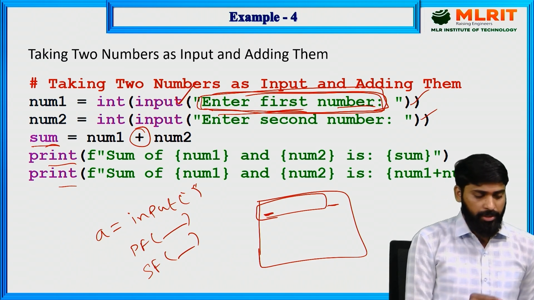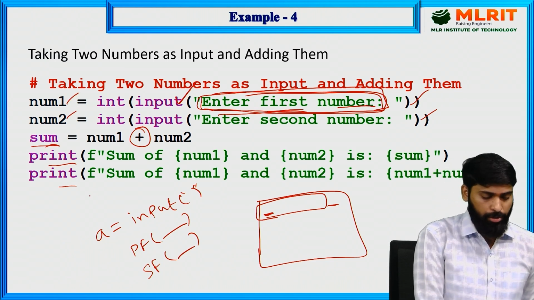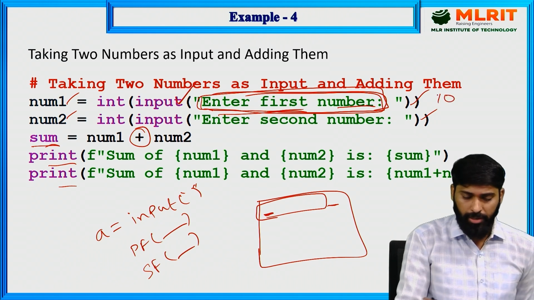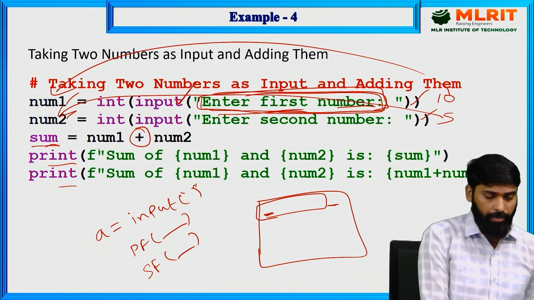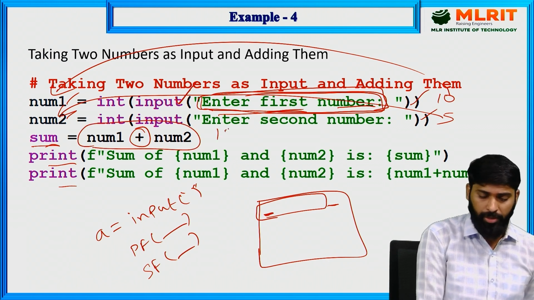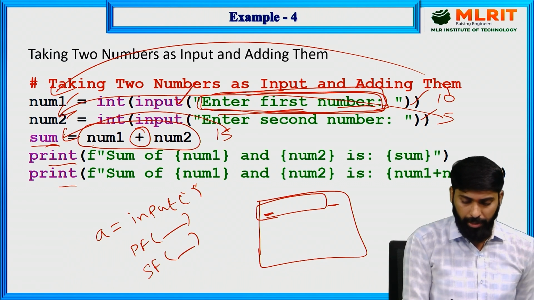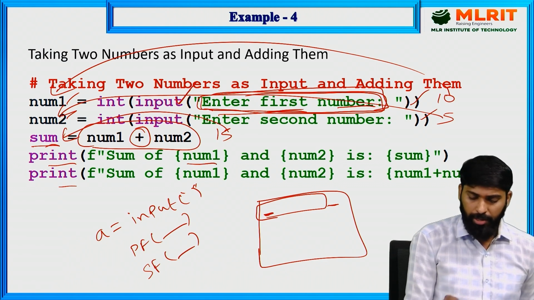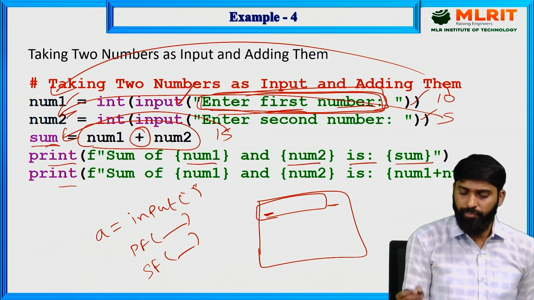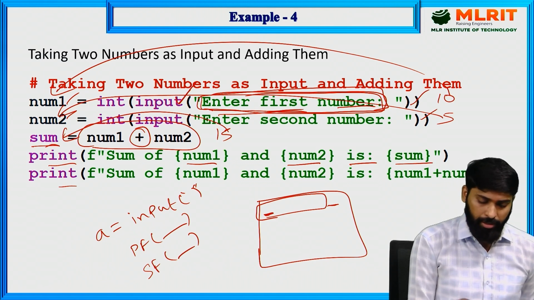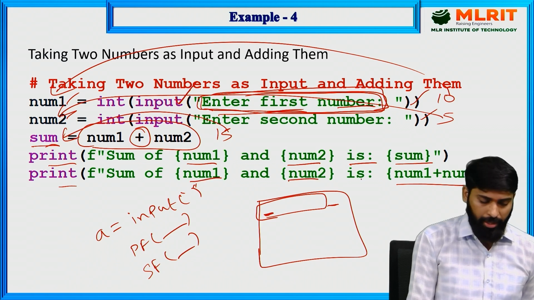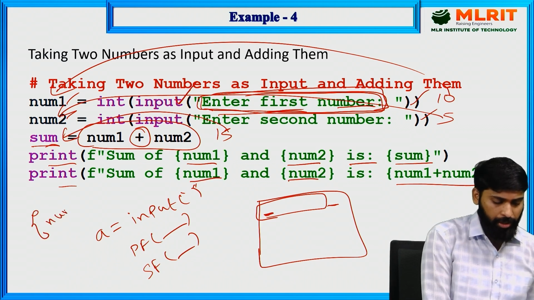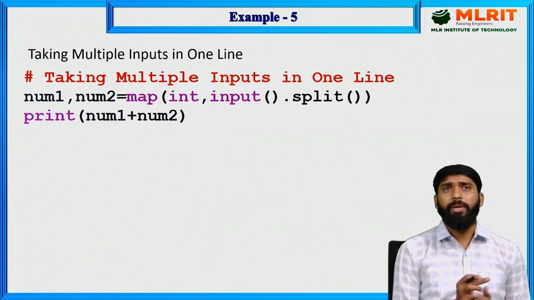Okay. So now coming to the program. So number 1, we are going to enter two numbers. Enter first number, enter 10. Enter second number, 5. 10 is assigned to number 1. 5 is assigned to number 2. You are going to perform this addition. Sum equals to 15 is assigned to sum. Now you are going to print these values. Sum of 10 and 5 is 15. That's it. Or directly you can perform addition here. How? Sum of number 1 and number 2 is, in flower bracket, you are going to perform addition, number 1 plus number 2. Anything is okay.